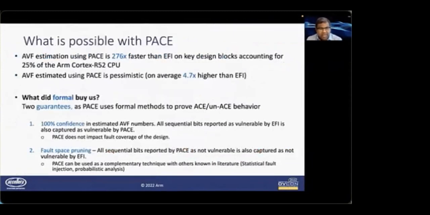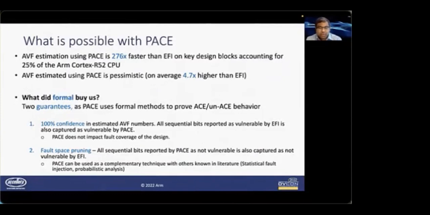So in summary, in a nutshell, what we've achieved is a methodology that is 276 times faster than exhaustive fault injection. The limitation is that the estimates using PACE are on average 4.7x higher than that of exhaustive fault injection. And this is a pessimism that is inherent with ACE modeling.